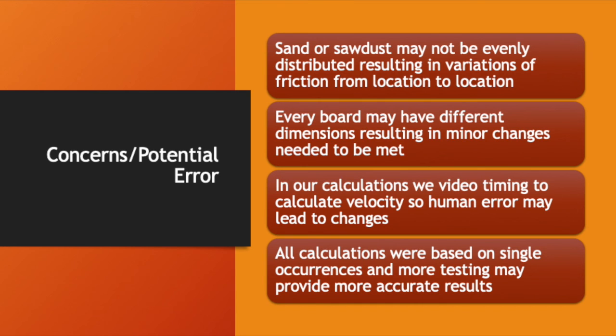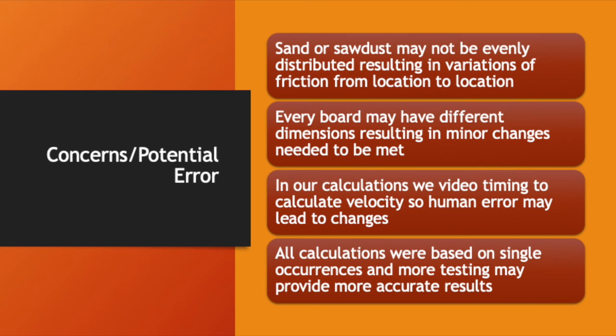As with any design project, we must address the concerns and the potential errors which may have happened while we solved our problem. First, we must consider the surface which we're sliding on. The sand or the sawdust may not be evenly distributed. This may have resulted in variations in friction from one location to another. Second is that each board may be different in either dimensions or pucks, resulting in minor changes which need to be met through the calculations.